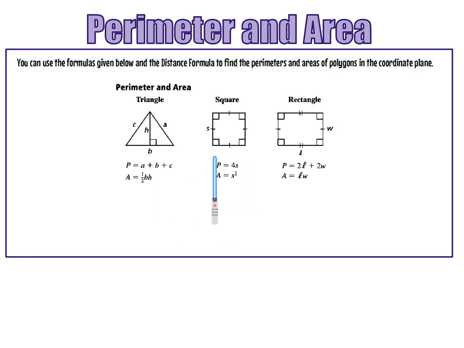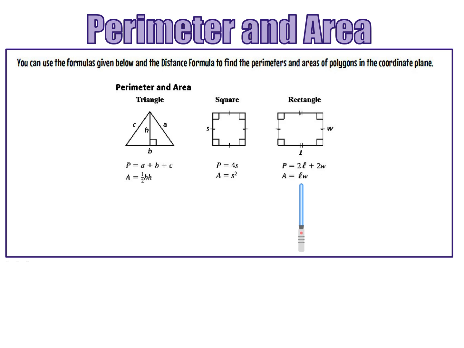We know that a square, which is just a type of rectangle, has 4 sides that are the same length. So the perimeter is 4 times that side length, and the area is the side length squared. Similarly, a rectangle has 2 sets of equal sides. So the perimeter is twice the length plus twice the width, and the area is the length times the width, or the base times the height.